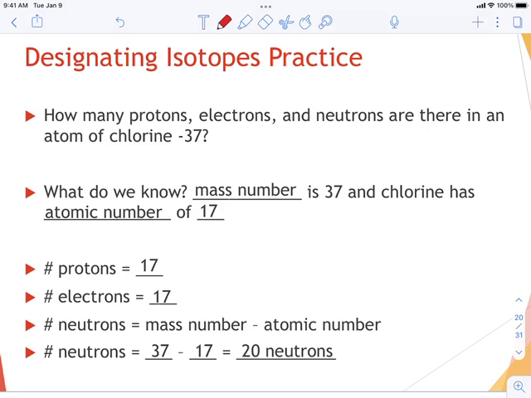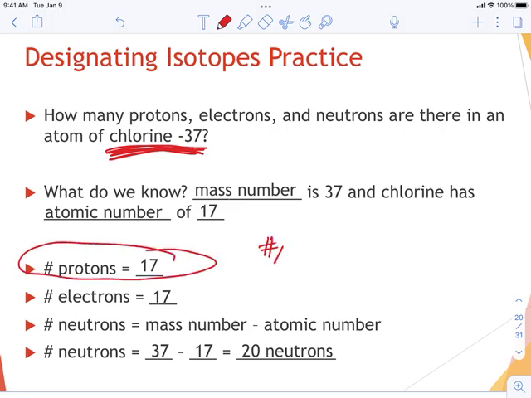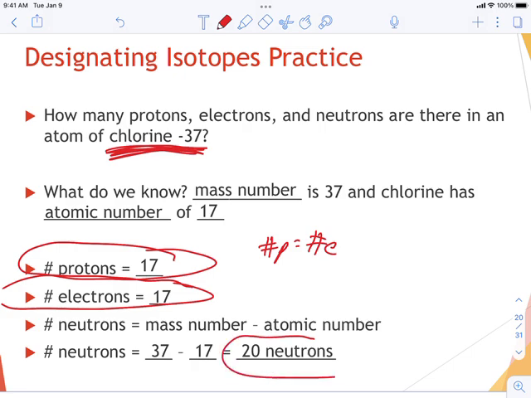So what do we know? We know the mass number here is 37. Looking at my periodic table, above chlorine, I see the number 17. That tells me my protons. My protons always equal my electrons in a neutral atom, so electrons will also be 17. My neutrons, I have my formula. I'm just subtracting 37 minus 17, and I get to 20 neutrons.